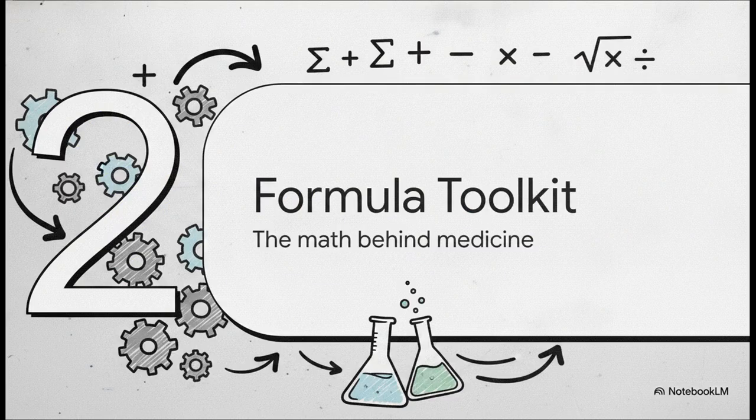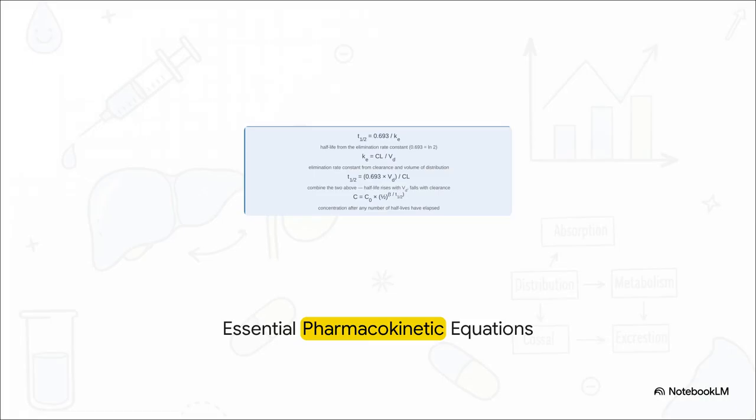Moving right along to Section 2, our formula toolkit. This is the math behind the medicine. What's really cool here is how these equations actually talk to each other. First, you calculate half-life from the elimination rate constant. T1/2 equals 0.693 divided by KE. Okay, but how do we find KE? We get that by taking clearance and dividing it by volume of distribution. If we mash those together, we get our master equation. T1/2 equals 0.693 times VD, all divided by clearance.